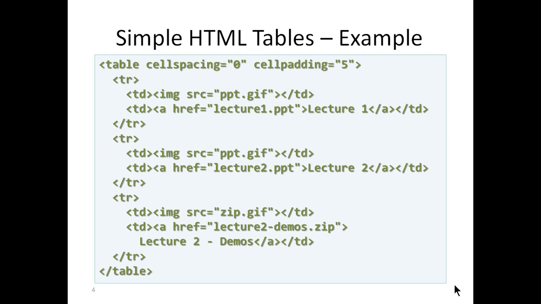So in the third row also we are adding a zip.gif image, and we are again adding a hyperlink lecture2-demos.zip, closing the tr tag and closing the table tag. So this is our first table having 3 rows, okay, and there are various cells in those rows with the td tag. So now we will see the output of this example.